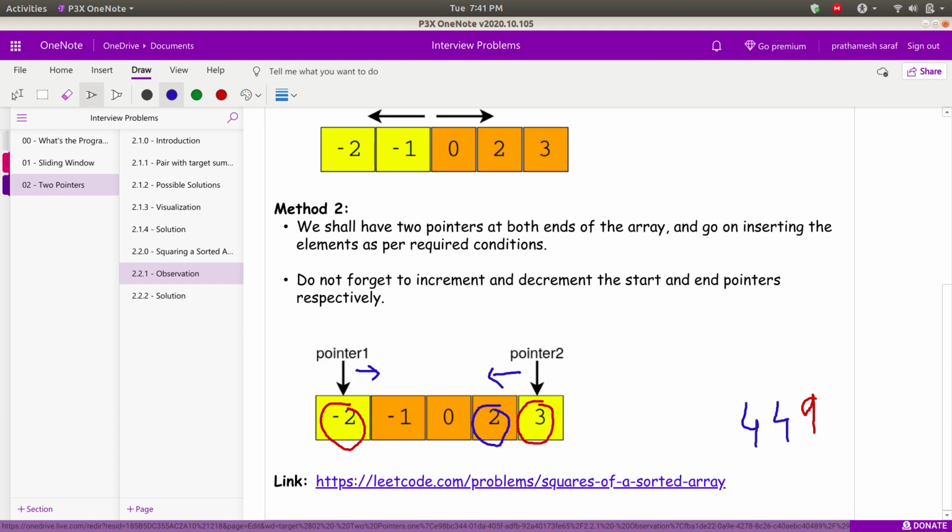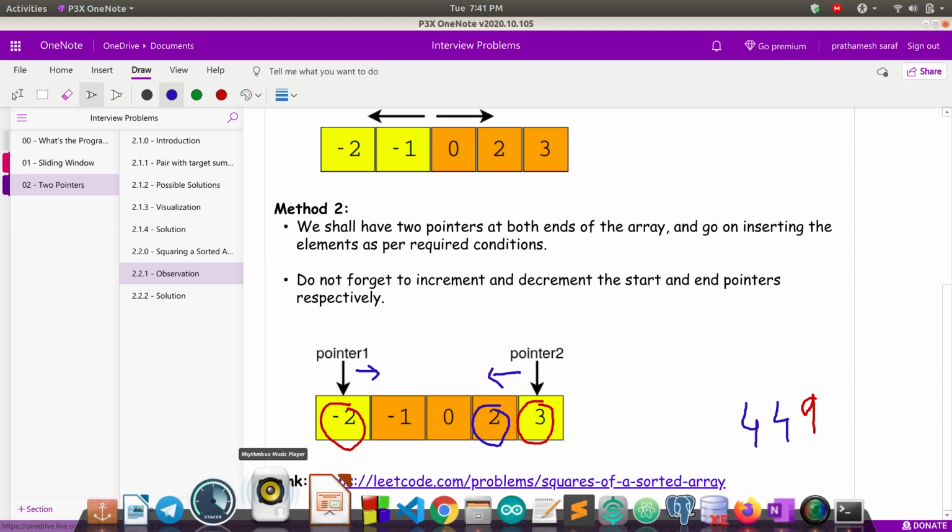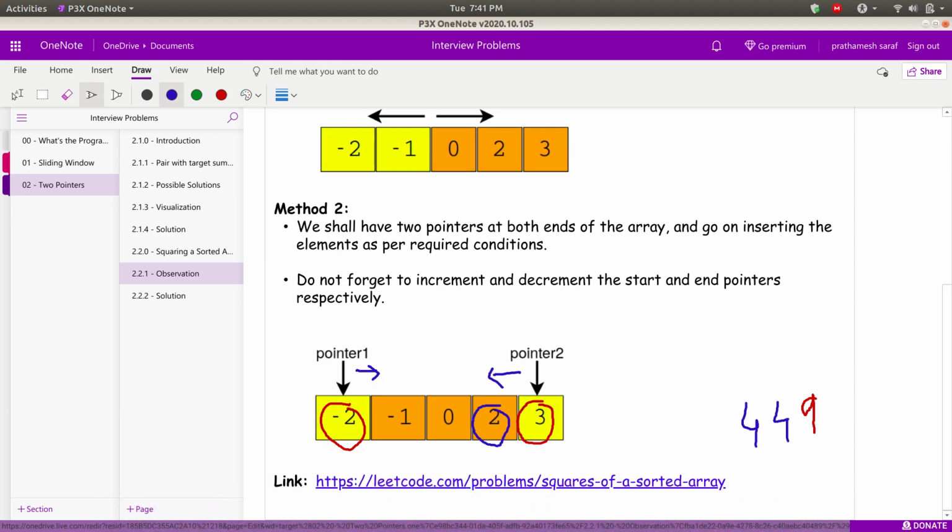So first I compared -2 and 3. Here 3 is greater, so I added the square 9. Then I compared -2 and 2. Here both are equal, so I take either one of them. In code, you can determine, when both values are equal, which one to increment or decrement. For now, I'm considering this pointer, and I again decrement it. Now between -2 and 0, 2 is greater, as I'm considering the absolute values. Then I add its square 4, and then I increment it.